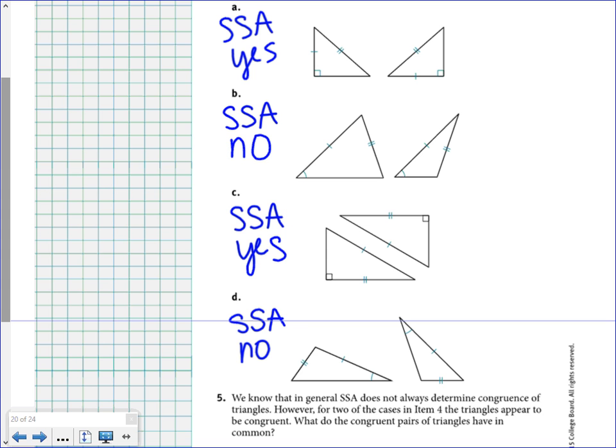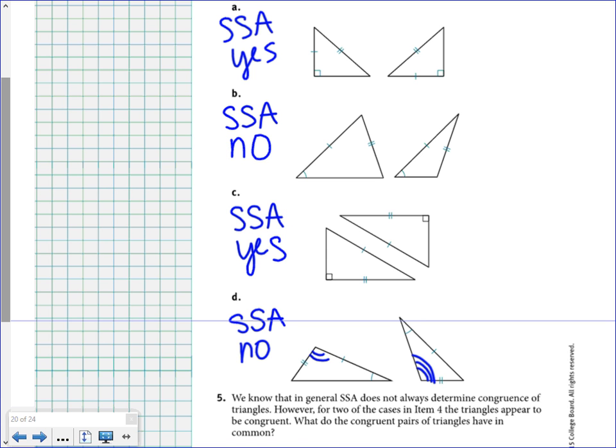Now I know this angle and that angle are not the same measure. So those two angles don't match up, so that's how I know they're not congruent. So then, number 5. We know that SSA doesn't work for all of the triangles. However, 2 of these did work. And it wants you to try and figure out, what did they have in common?